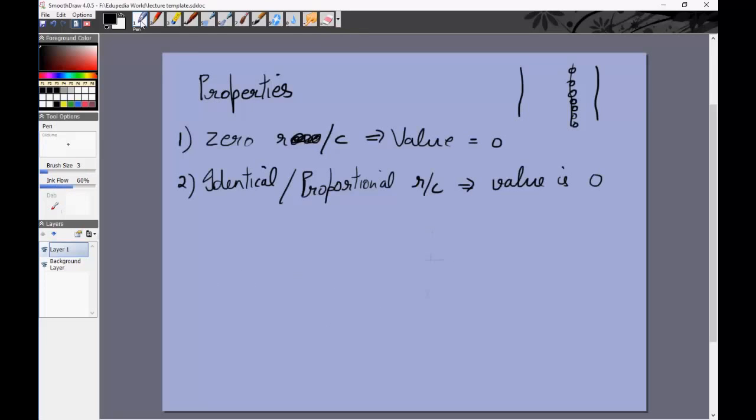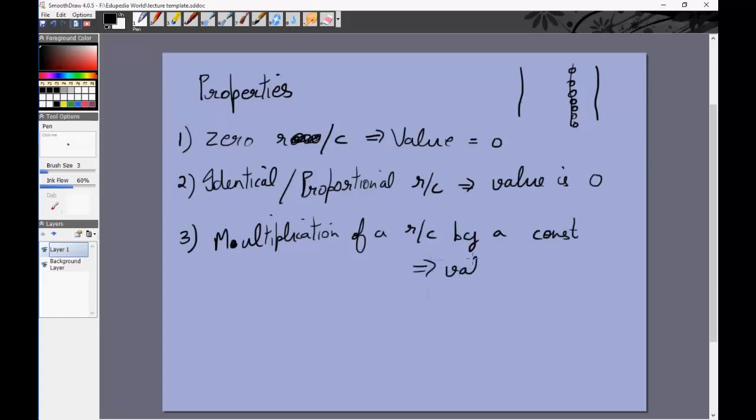The next property is that multiplication of a row, actually we used this in the previous proof, of a row or column by a constant means the value is multiplied by that constant.